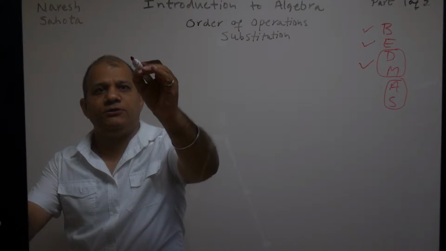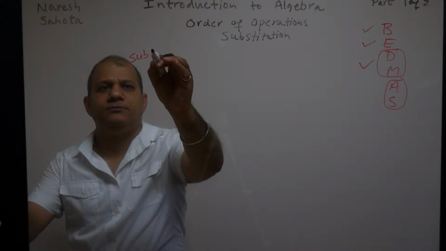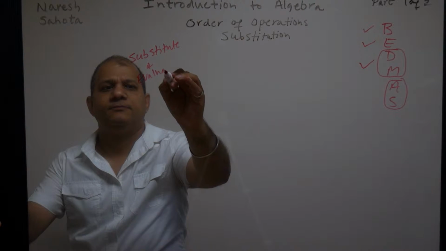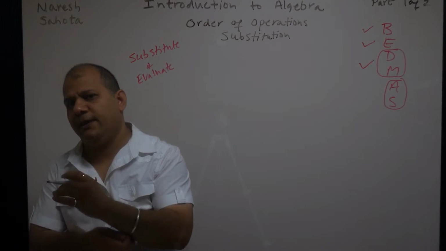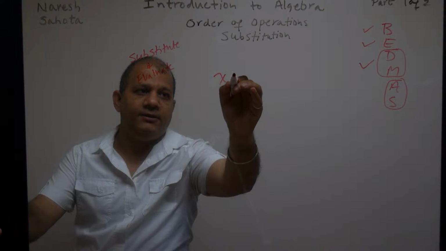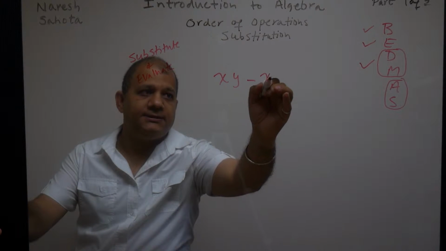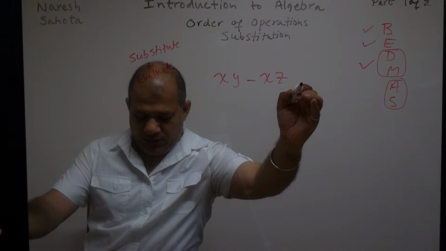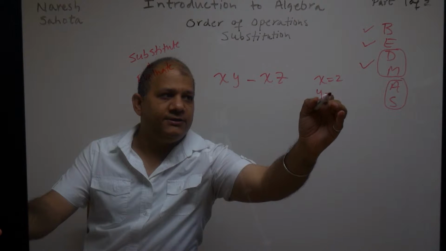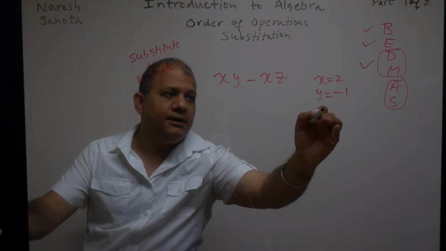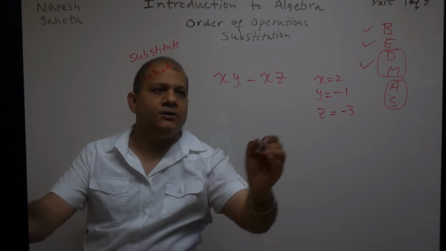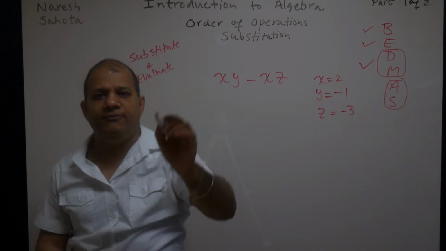So the question would be substitute and evaluate. So that's what the question would say, substitute and then evaluate. So for example, if we are given xy minus xz, and we're told that x has a value of 2 and y has a value of negative 1 and z has a value of negative 3. So this is the question. So substitute and evaluate.